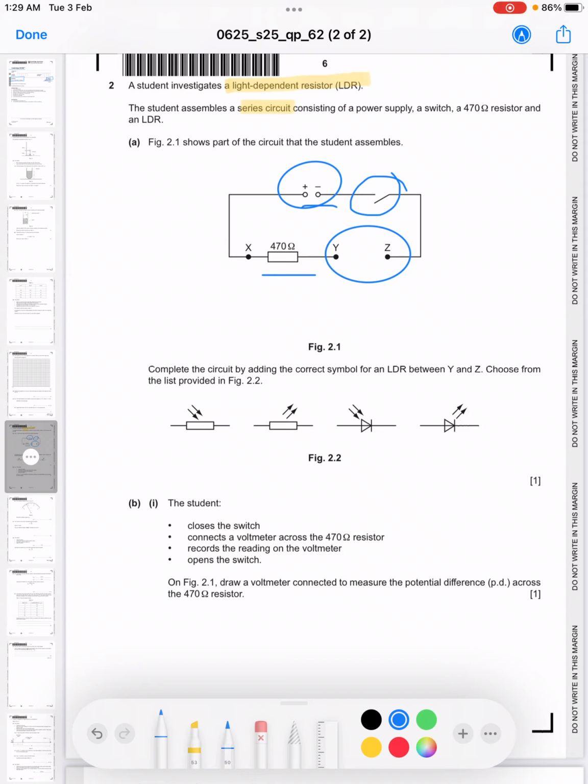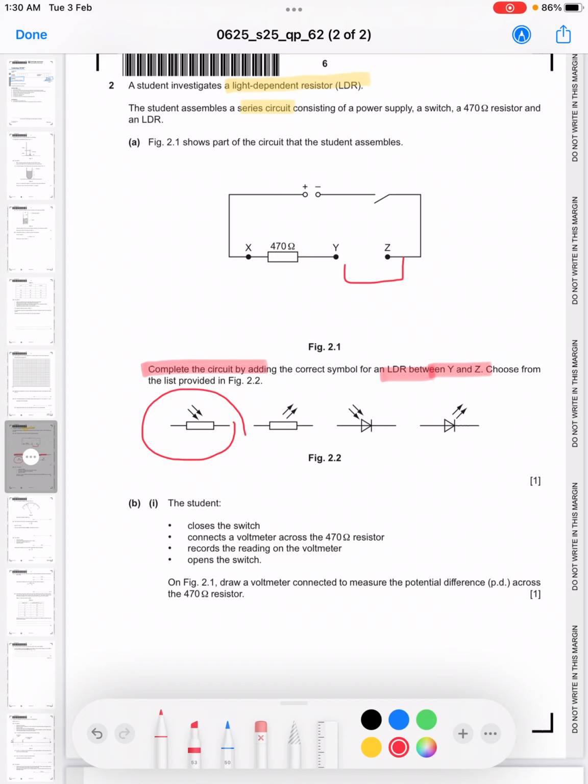Part A. Figure 2.1 shows part of the circuit that the student assembles. Complete the circuit by adding the correct symbol of the LDR between Y and Z. So if I make some space to clear it, we have this Y and Z, and we need to put the LDR symbol. We all know that this is the symbol of the LDR, light dependent resistor. So just draw it on the circuit.